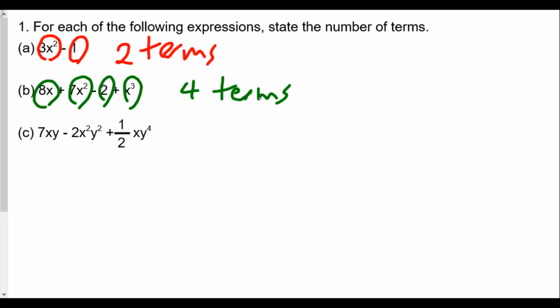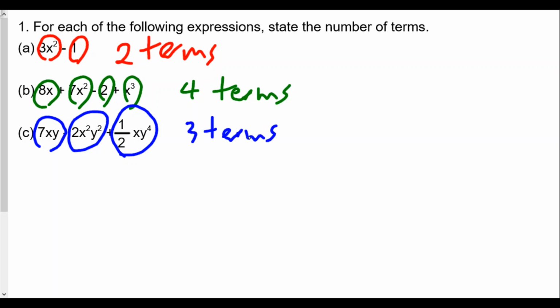And finally, for C, we have 7xy minus 2x squared y squared plus 1/2 xy to the fourth. The fraction in the scale is just another number, another number multiplying. And so we have here 3 terms.